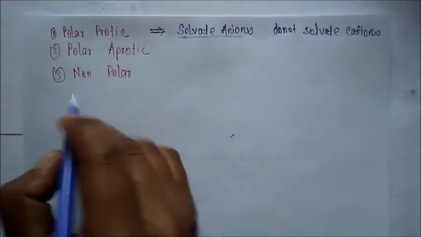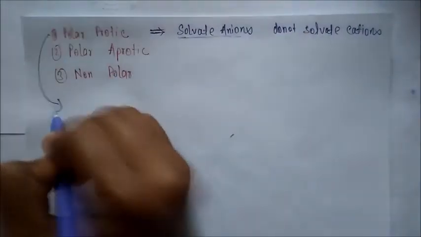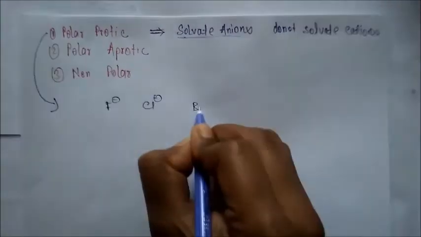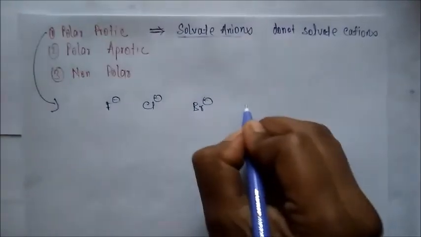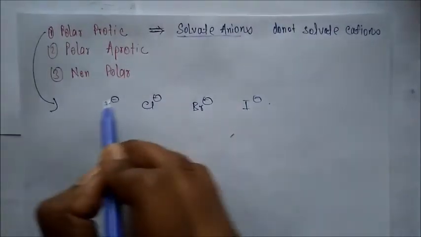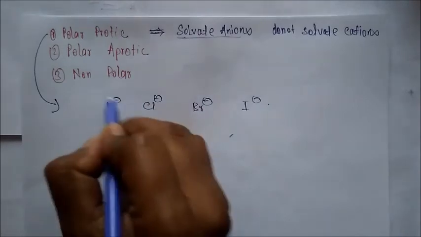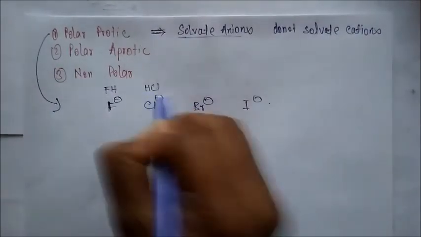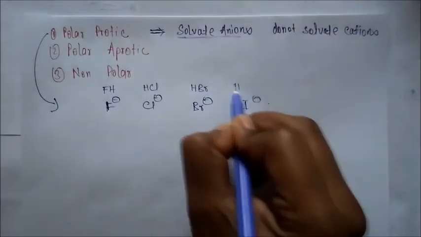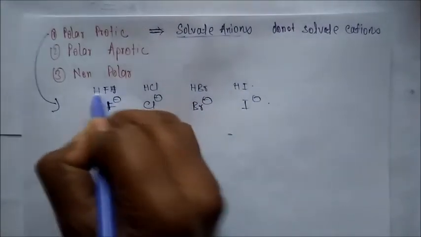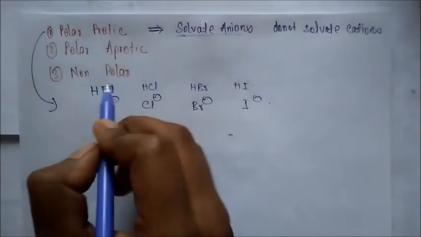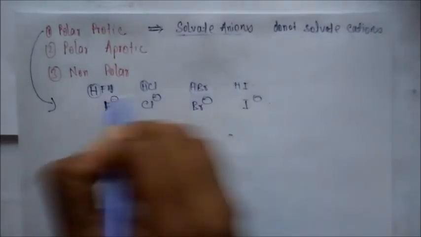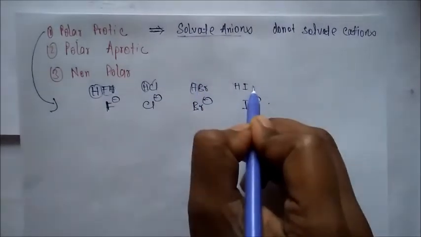So if you see the nucleophilicity order for this, let's say we have F minus, Cl minus, Br minus, I minus. So it will solvate the anions. F minus is coming from HF, and the others from HCl, HBr, HI. So polar protic solvent does not solvate the cations. It will not solvate the H. It will solvate F minus, Cl minus, Br minus, I minus.